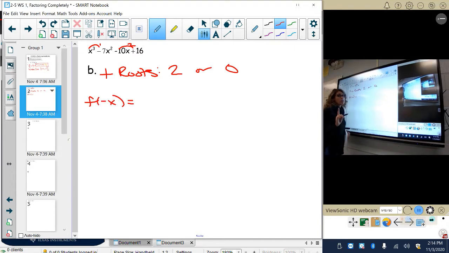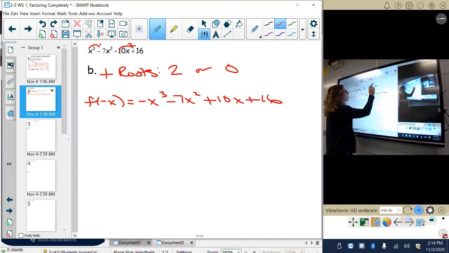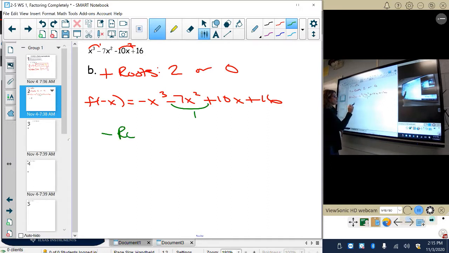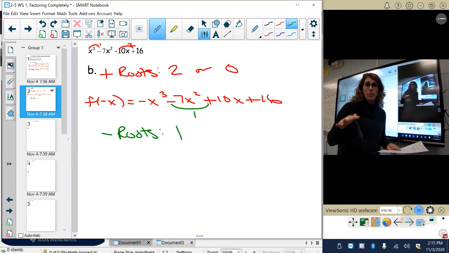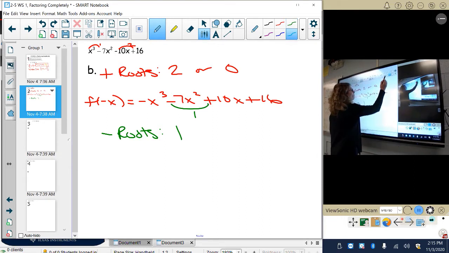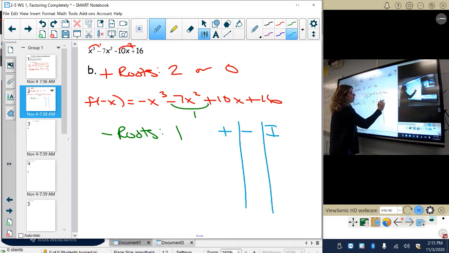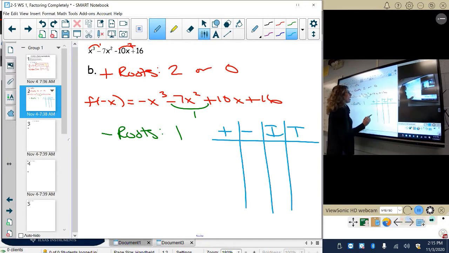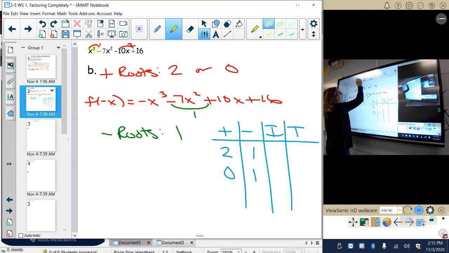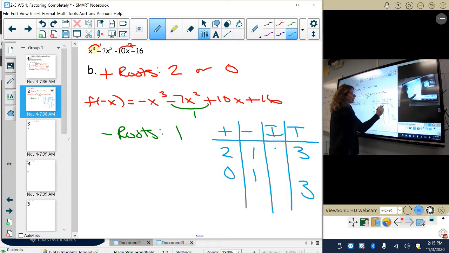I only change the signs of the odd powers, so that's negative x cubed minus 7x squared stays, plus 10x plus 16. And here I'm going to count the sign changes. There's 1, and that is it. So my negative roots are going to be 1. 1 minus 2 gives me negative 1, so that is not going to be possible, so I have to have 1. So I'm going to say positive, negative, imaginary, and my total roots. I can have 2 paired with 1, and I can have 0 paired with 1, and I have to have a grand total of 3 roots. So that leaves 0 imaginary there and 2 imaginary here.